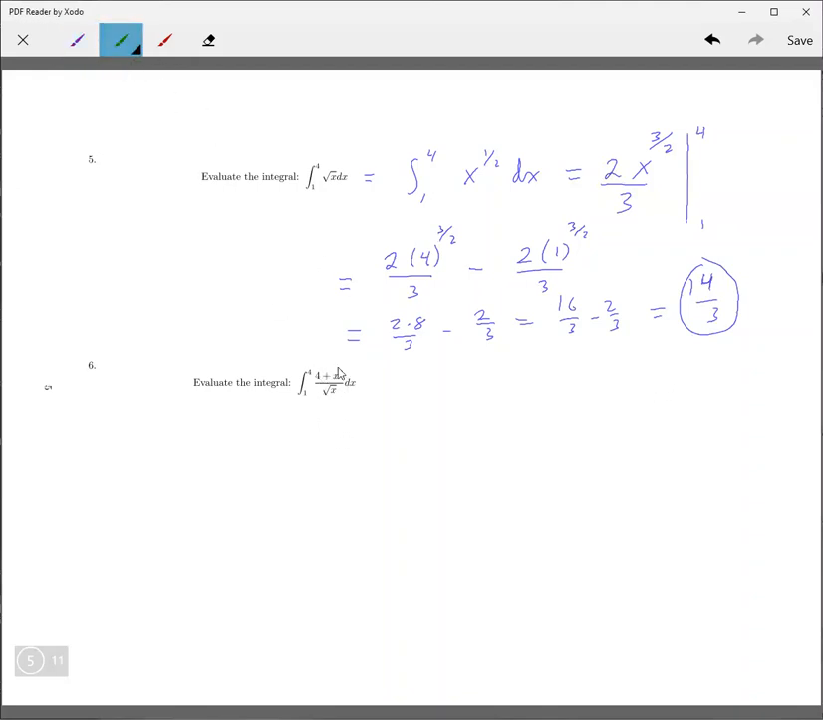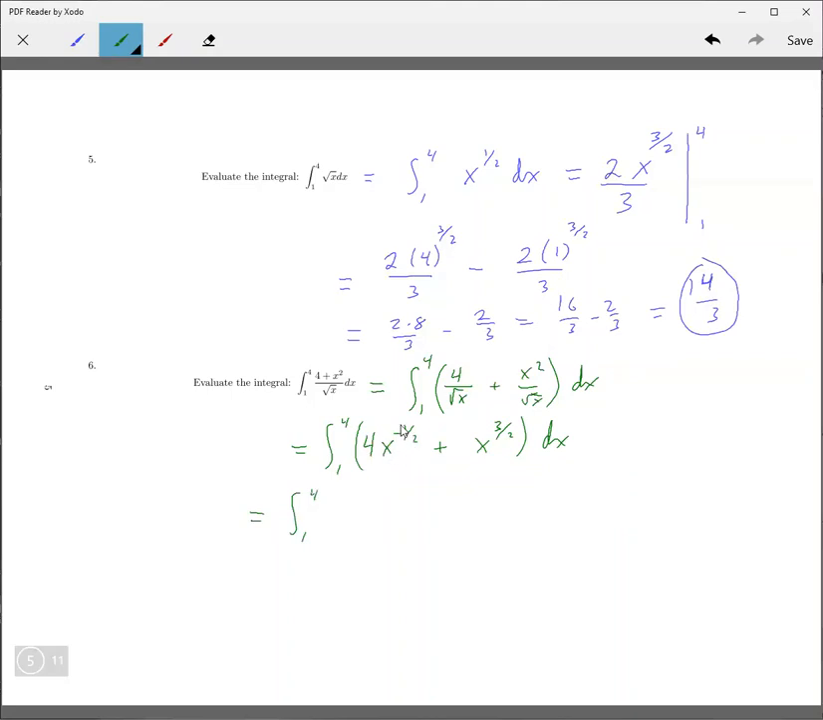Great, so let's do the next one. Here, the best way to do this one is to split it up into 2 pieces. So you have 4 over the square root of x plus x squared over the square root of x. 4 over the square root of x is the same as 4 times x to the negative 1/2. This one is x to the 3/2, since 2 minus 1/2 is 3/2. So now we're ready to integrate.